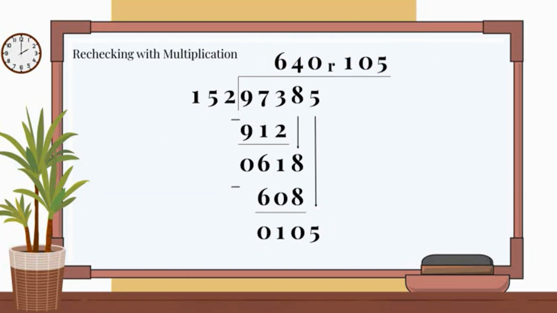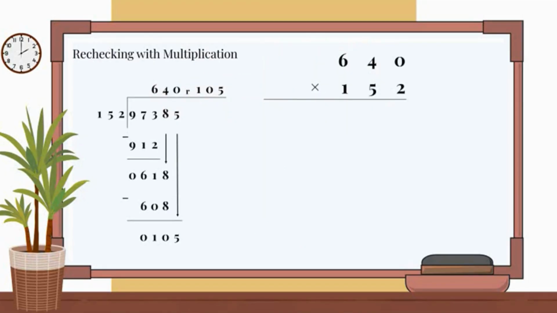Let's recheck our long division problem using multiplication. We will multiply the quotient by the divisor, then add the remainder. The answer should match our dividend. Let's get started. If you are challenged with multiplication, kindly browse this channel for a help video on the same.